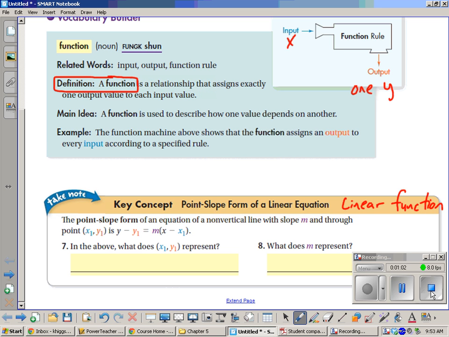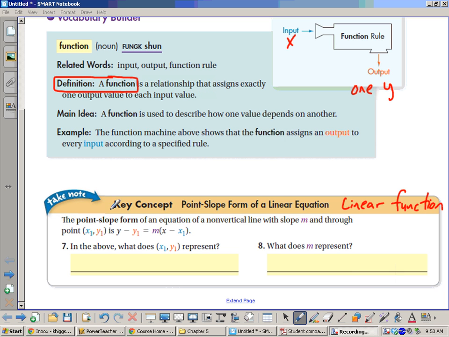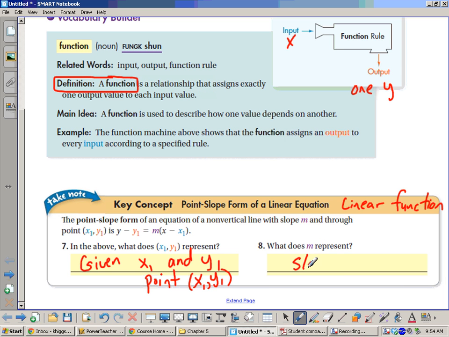So in the linear function, what we're working with is a given point. So this would be given x1 and y1, which is just a point. So that is a given point. m is the slope. Sometimes it's given, but other times you have to find it.